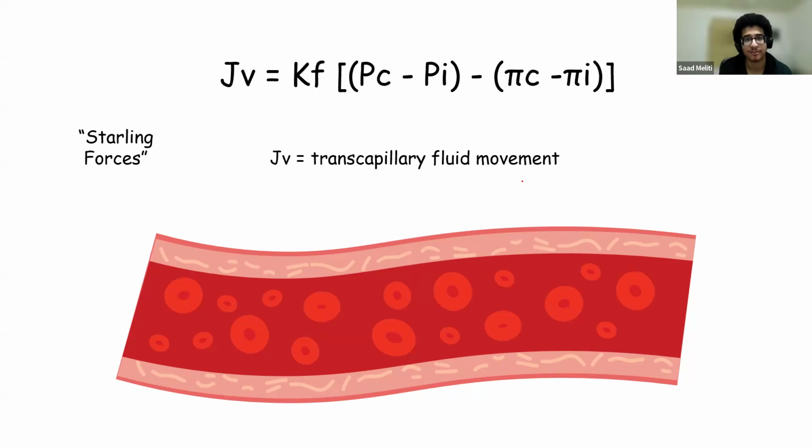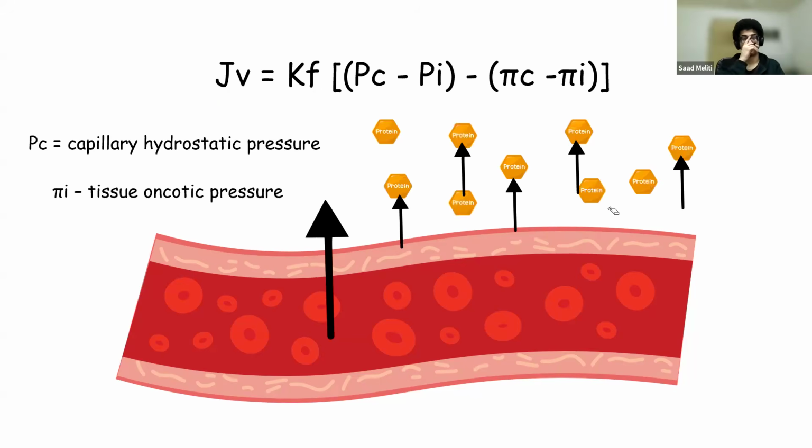So the transcapillary fluid movement, or the net filtration pressure, is going to tell us if fluid is moving outside of the blood vessel or moving back into the blood vessel, okay? That's that. But we have a few forces. We have the capillary hydrostatic pressure, and we have the tissue oncotic pressure. These are both forces that cause fluid to leave the blood vessel.